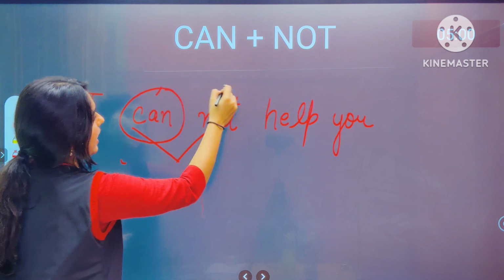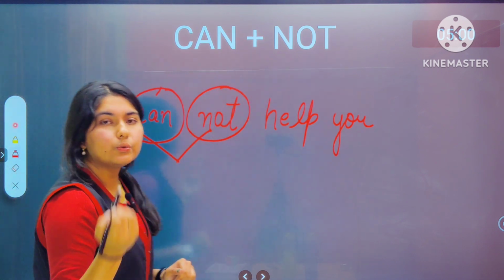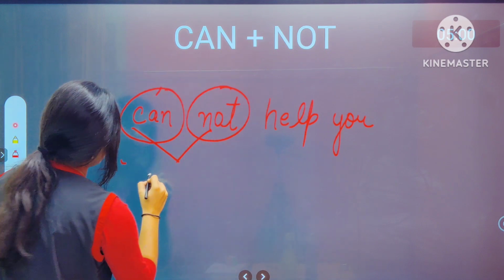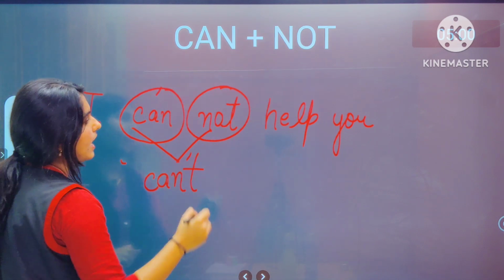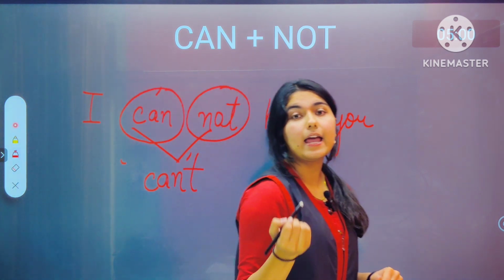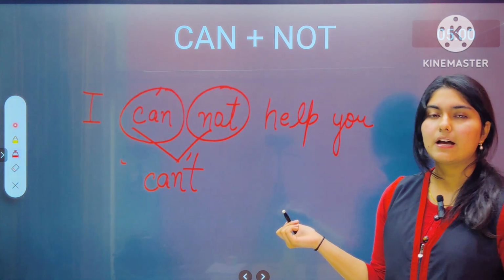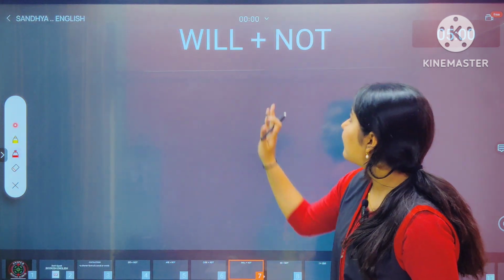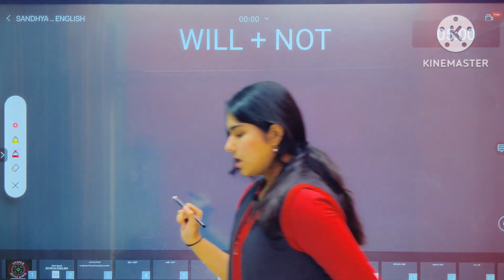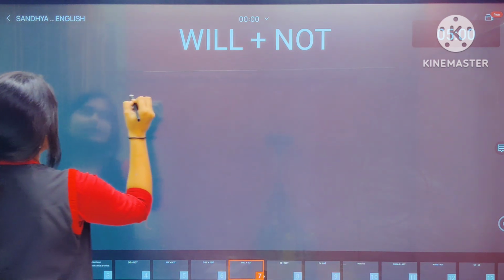We'll merge can and not. And the new word which we'll get is can't. So instead of saying I cannot help you, you can say I can't help you, right? Repeat after me. I can't help you. So the next contraction we have is will plus not. Let's see a sentence.